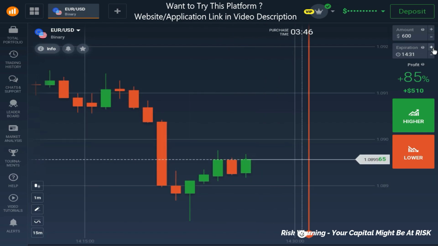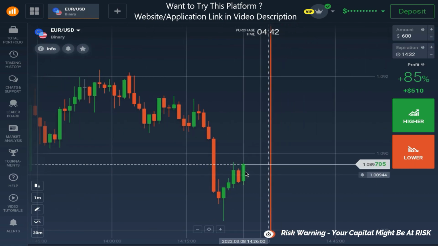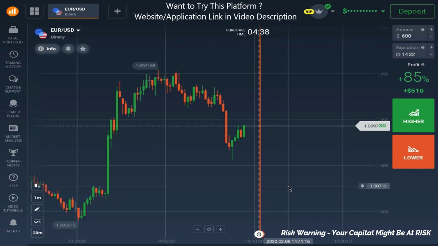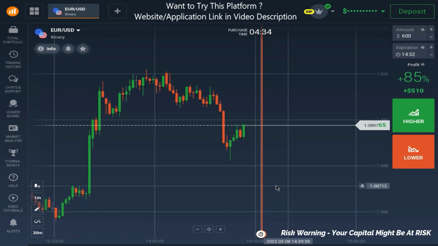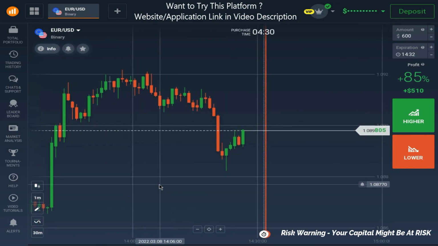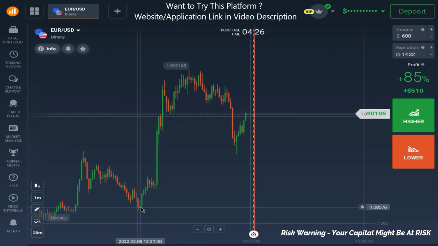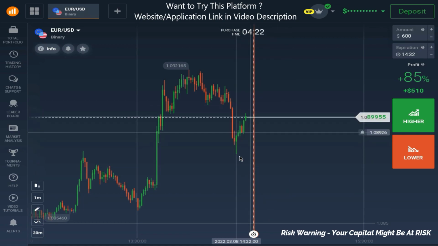So first of all, let me increase the time, and here this is the resistance level. Market is moving towards that. So the situation is simple. Market needs some retracement, and the retracement is going to happen till this level, I guess. And so we have got enough room to place a 5-minute trade.